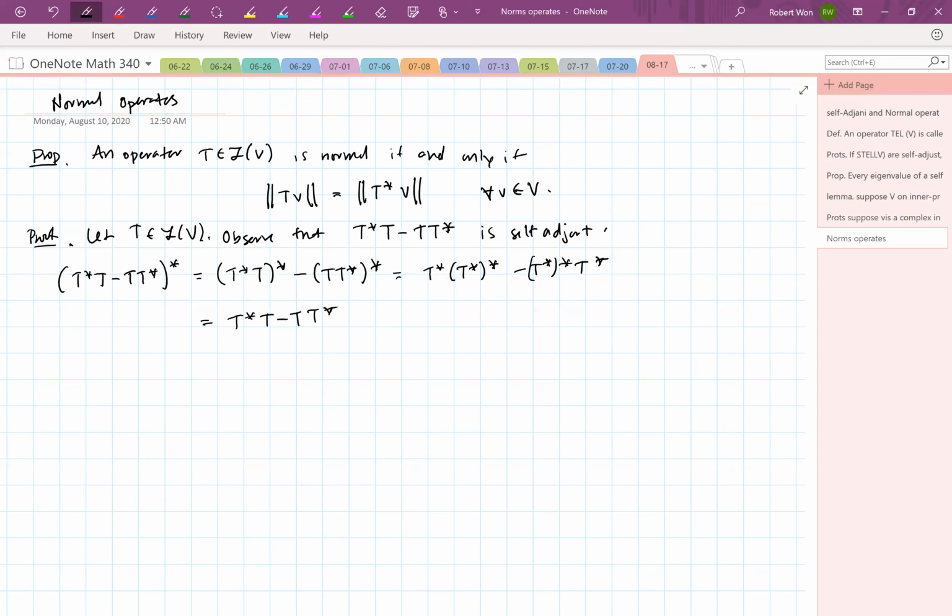Right? Okay, so now we have that T is normal if and only if T star T minus T T star equals zero. That's what it means to be normal.